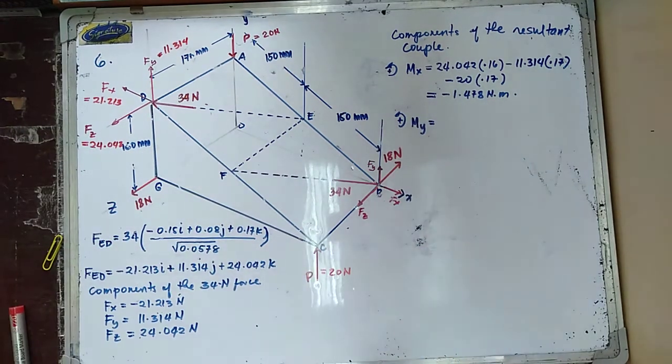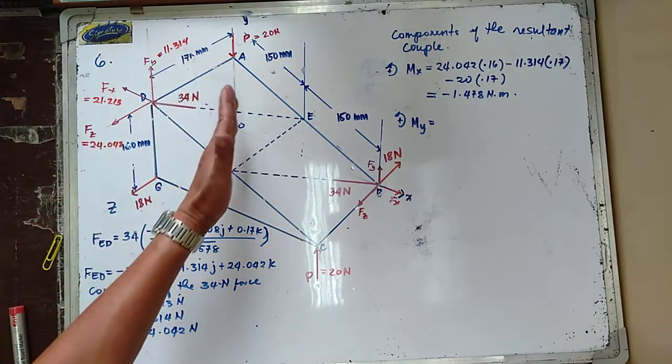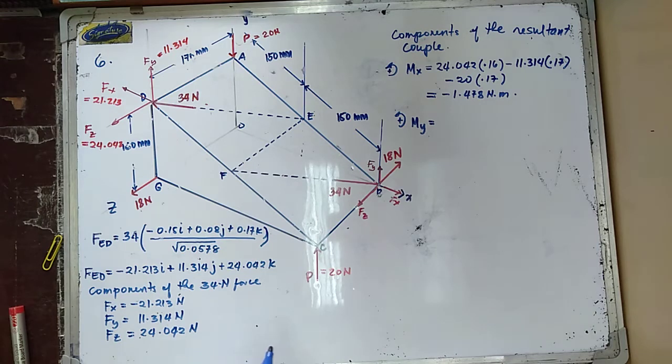Let's try to determine now the moment of the resultant couple about the y-axis. And this is equal to, so this is the y-axis.